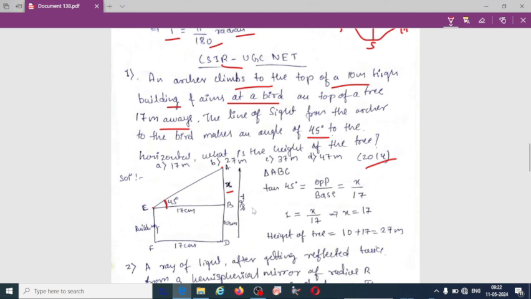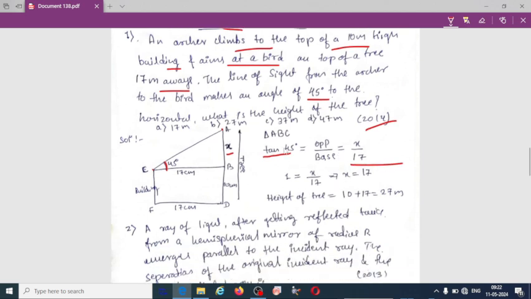But we require x. So for that you can use trigonometry, that is tan 45 degree, how much? That is opposite by base, x by 17. So tan 45 is 1, x by 17 is equal to 1, so x equals 17. So height of the tree is how much? Building height 10 meter plus 17, that is 27 meter. Option B is correct.